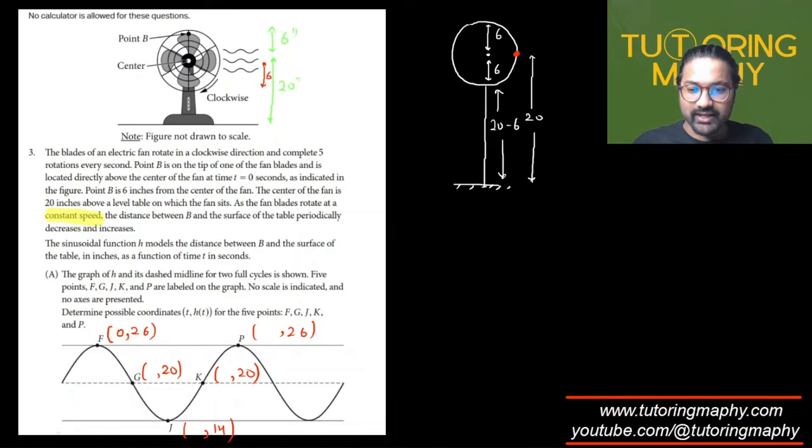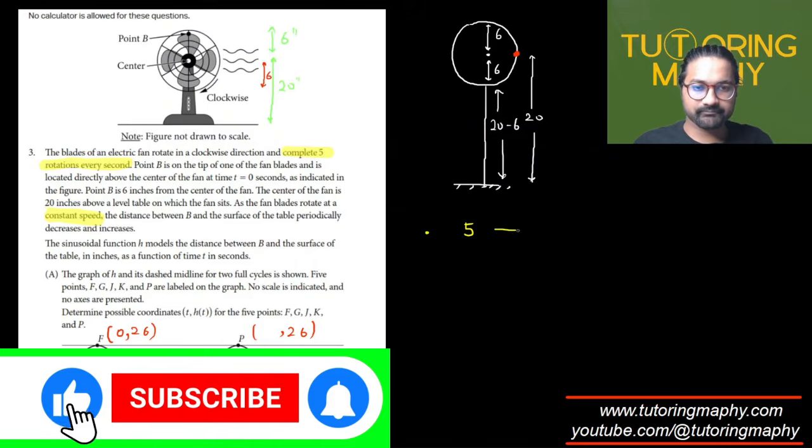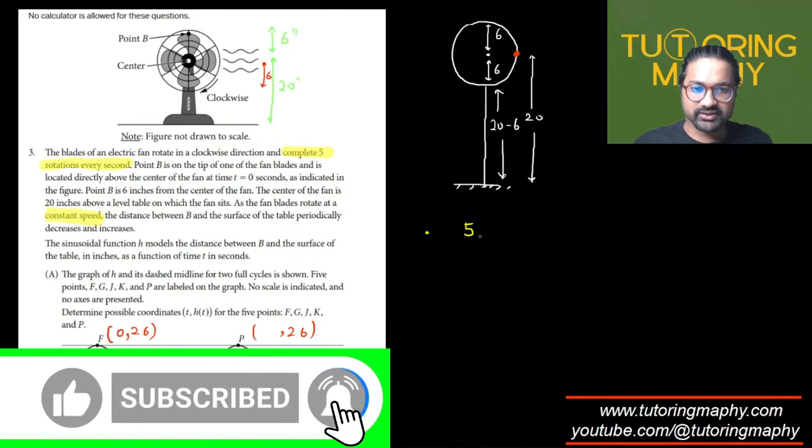Now it's quite easy to find the other times, because now we have to use this property that it completes 5 rotations in 1 second. So what is the time period of it? Time period means what is the time taken for one complete rotation? For 5 rotations, it is taking 1 second.